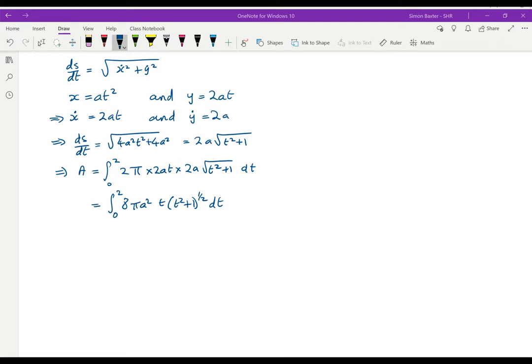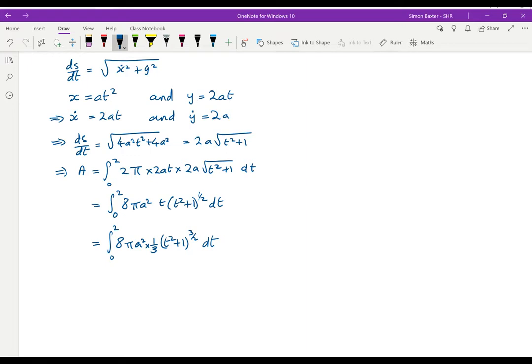So when we come to the t piece, we're looking at (t squared plus 1) to the 3 over 2. If I differentiate (t squared plus 1) to the 3 over 2, I get 3 over 2 (t squared plus 1) to the half times 2t. The 2's cancel, so I'm just left with 1/3. And the limits are 0 and 2.